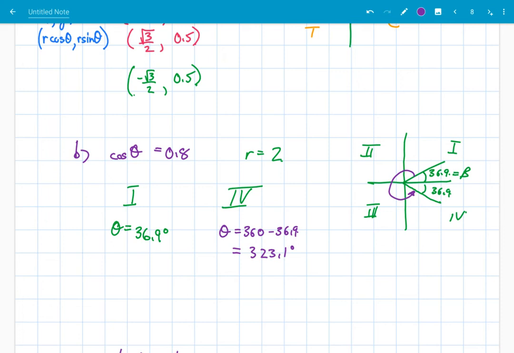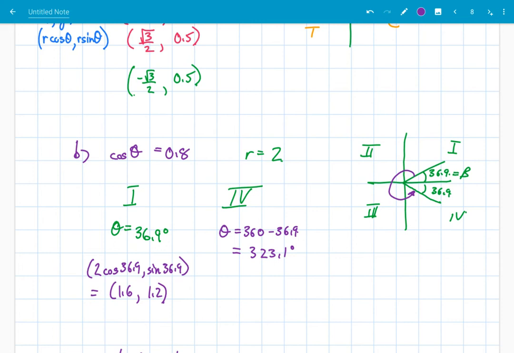Right, it's r cos theta, r sine theta. Use r is equal to 2. So 2 cos of 36.9. Of course, that's 0.8. And sine of 36.9. And we should get 1.6, right? 2 times 0.8. And 2 times 0.6, so 1.2.